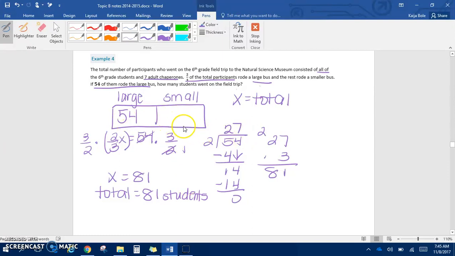So now to find how many rode the small bus, we would do 81 minus 54, 11 minus 4 is 7. So our final answer here would be 27 students rode the small bus, so a total of 81 students went on the trip. Alright, so again, if you have any questions about this, bring them to class tomorrow, and then we will do some more examples as a group as well.